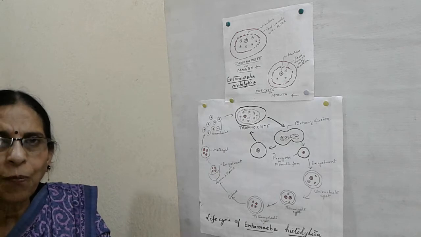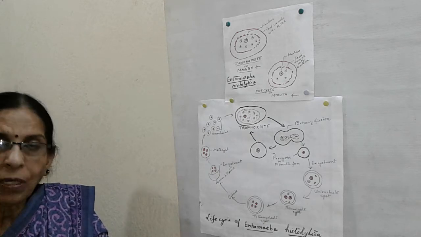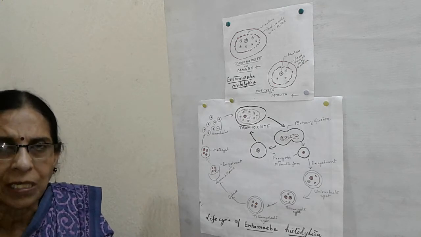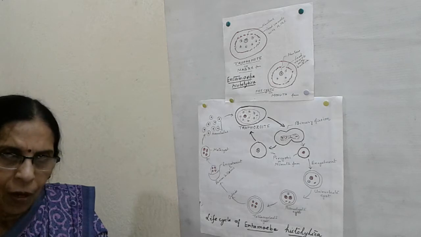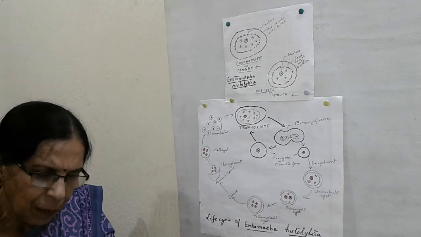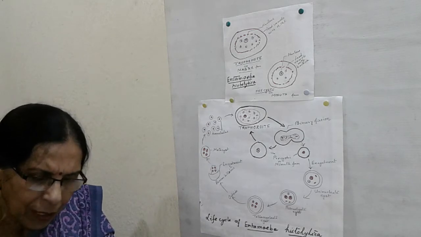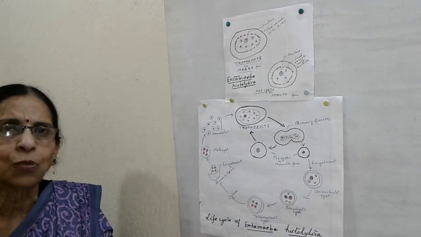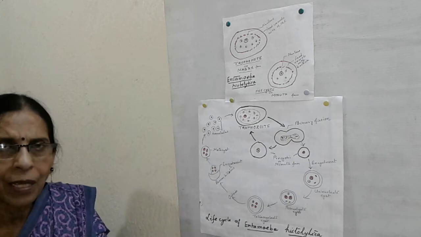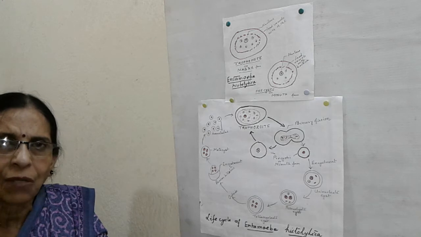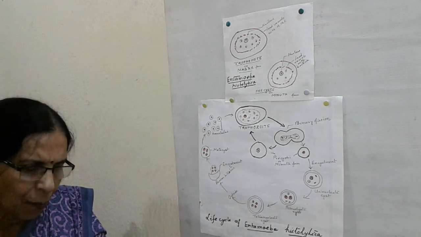Today I am going to tell you something about Entamoeba histolytica, which causes amoebic dysentery or amoebiasis in human beings. It belongs to the phylum Protozoa, subphylum Plasmodroma, class Sarcodina, subclass Rhizopoda, order Amebina, and the type is Entamoeba histolytica. There are other types too, like Entamoeba coli, but in India, Entamoeba histolytica is the main causative agent of amoebic dysentery or amoebiasis.